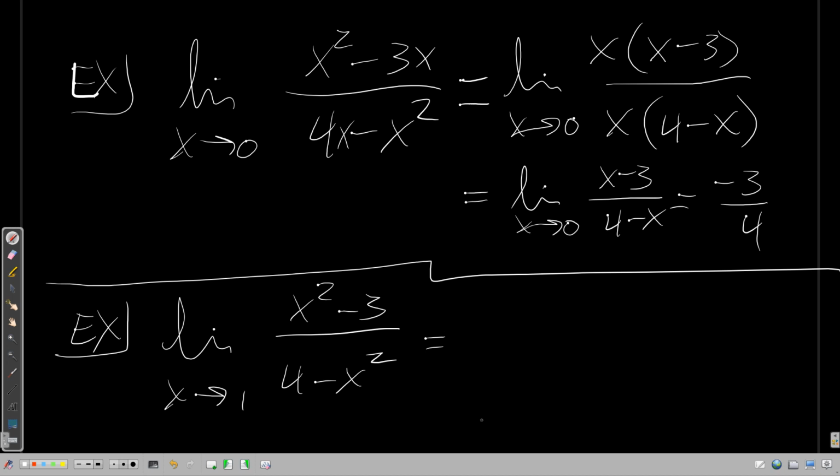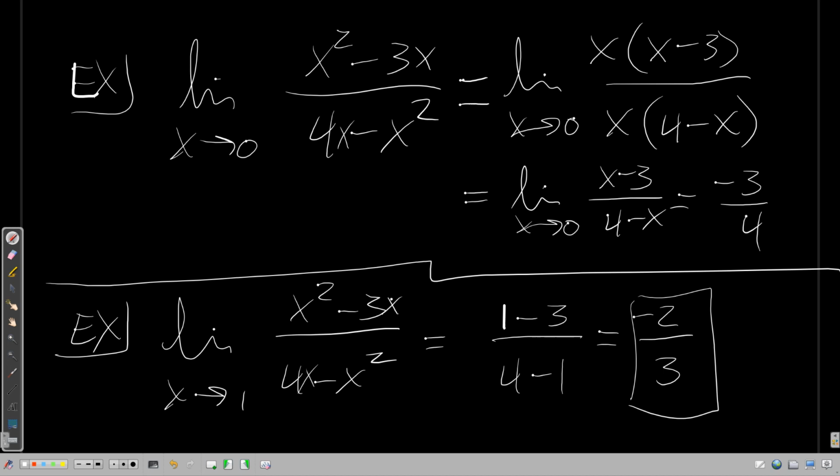Down here, as x goes to 1, I meant to have the same function down here. X squared minus 3x over 4x minus x squared. Down here, if x is going to 1, then you won't get that indeterminate form, right? It would just say 1 squared minus 3 over 4 minus 1. You get minus 2 over 3. It's continuous at 1.